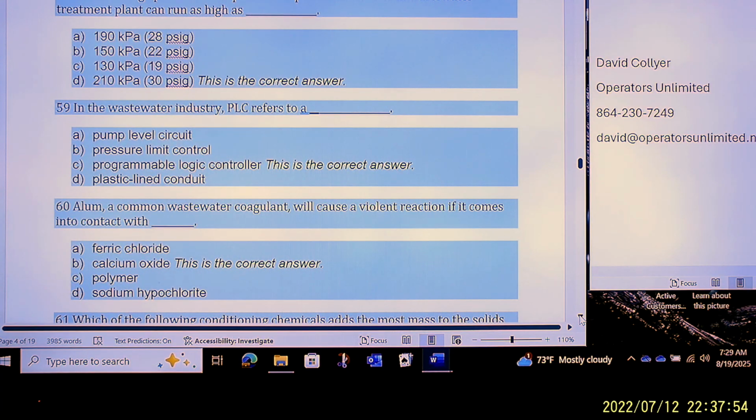58. The discharge pressure for a positive displacement blower in wastewater treatment plants can run as high as 28 psi, 22 psi, 19 psi, or 30 psi. The answer to 58 is D, 30 psi.